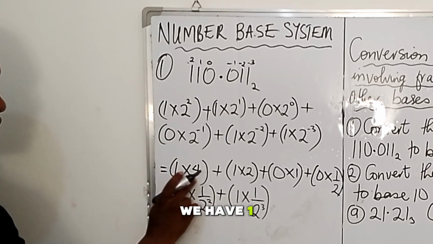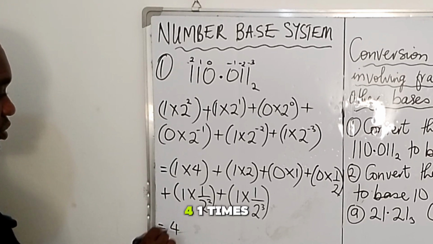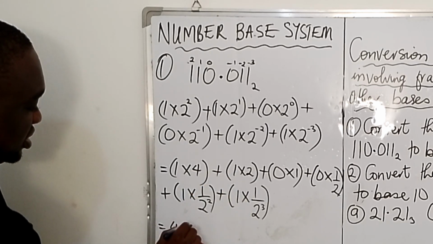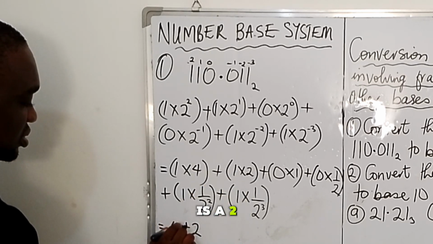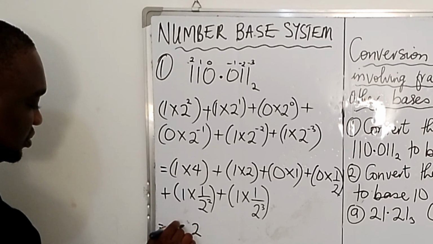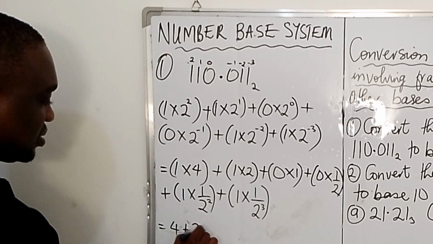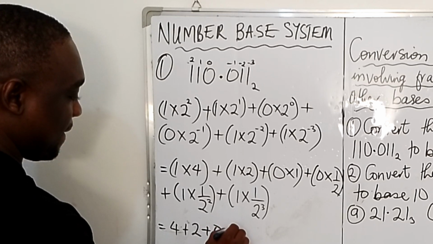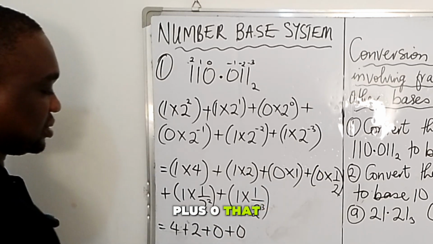we have 1 times 4 is 4. 1 times 2 is a 2. It's a plus sign. Plus 0, that is here. Plus 0, that is here.